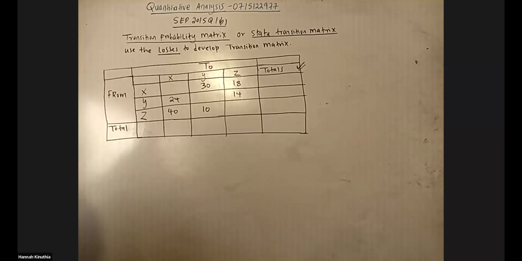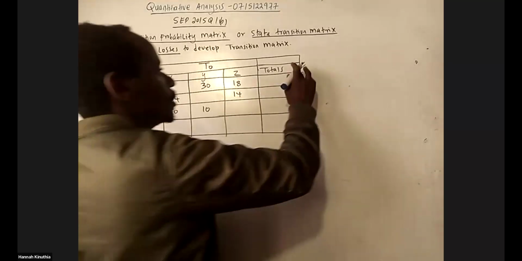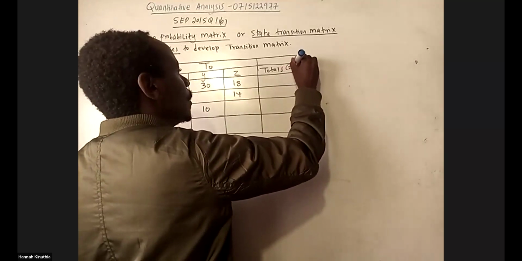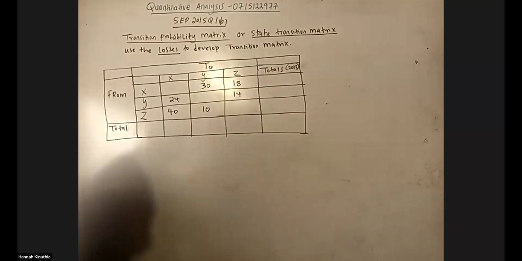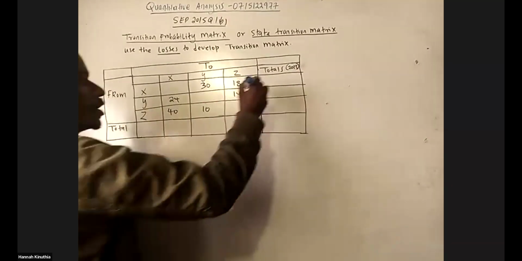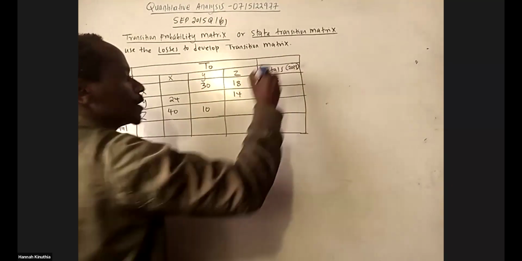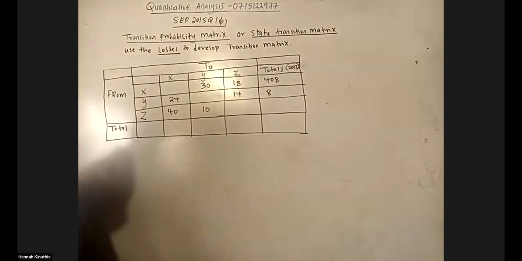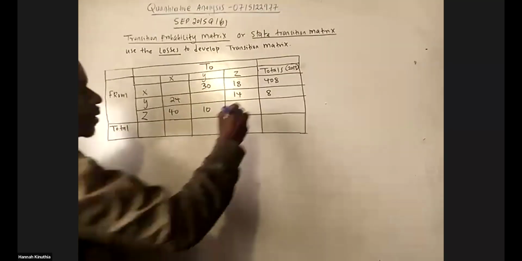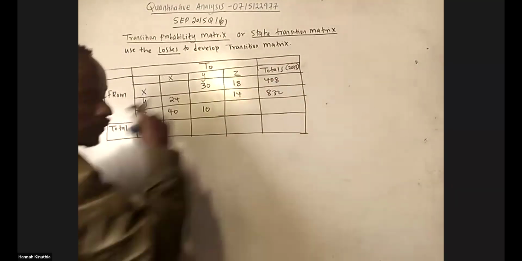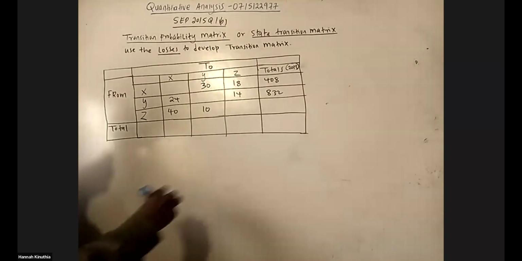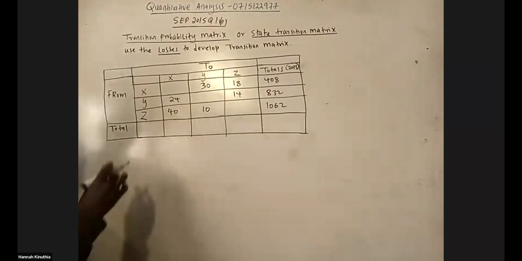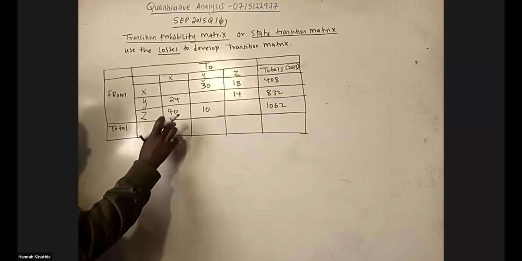Origin 2013. So 2013 is 48. We have 812, number of customers, 832. And we have another one there, 1062. Then on the other side, the total on this side.